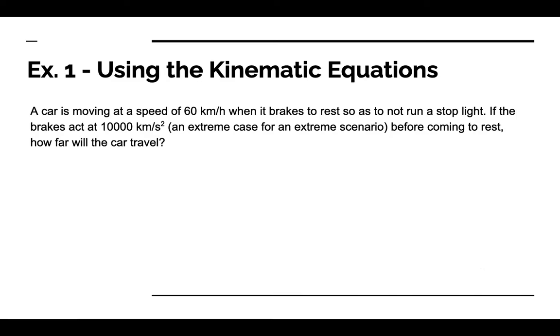So let's look at an example, okay? A car is moving at a speed of 60 kilometers per hour when it brakes to rest so as to not to run a stoplight. If the brakes act at 10,000 kilometers per second squared, an extreme case for an extreme scenario before coming to rest, how far will the car travel? Please neglect the seconds per second squared. It should actually be hours squared in order to match up with the unit of time right here. This is just a typo on my part.